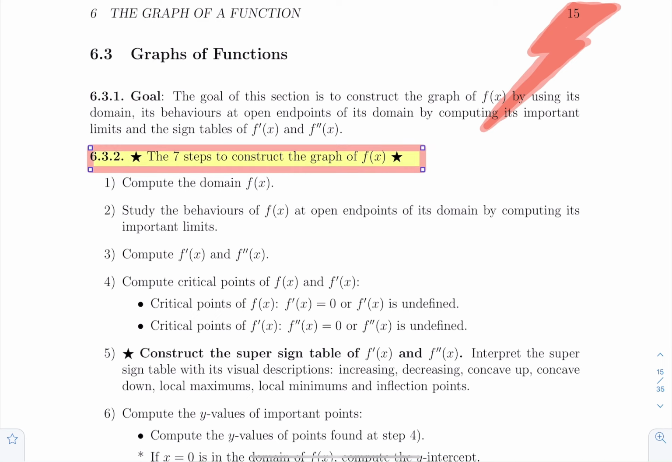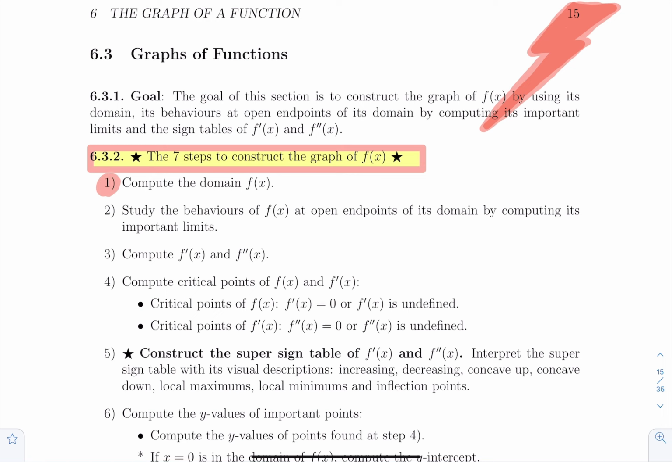The first thing is you need to compute the domain of the function. You need to know where this function is defined. And we're used to that. We studied functions and their graphs or possible graphs before. And the first step before, just like right now, is to compute the domain of your function.